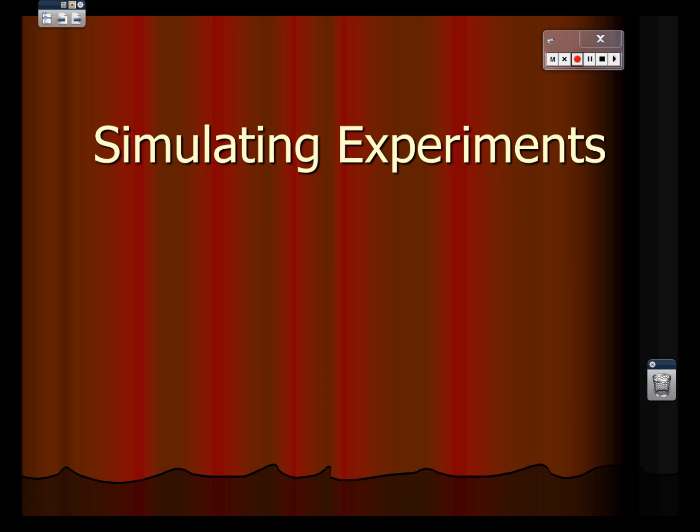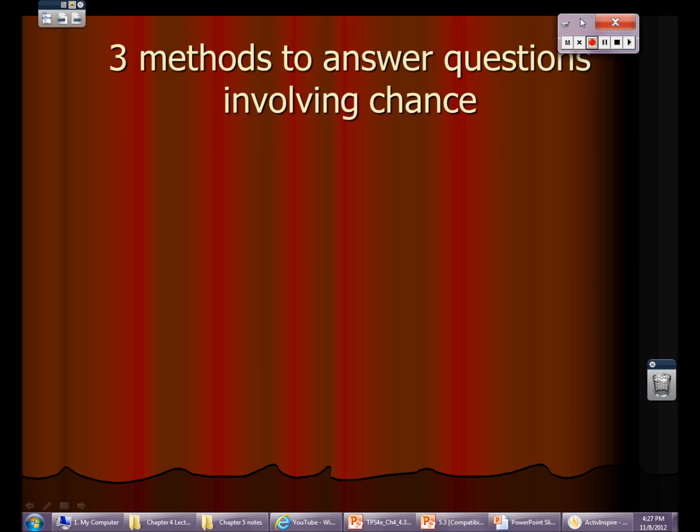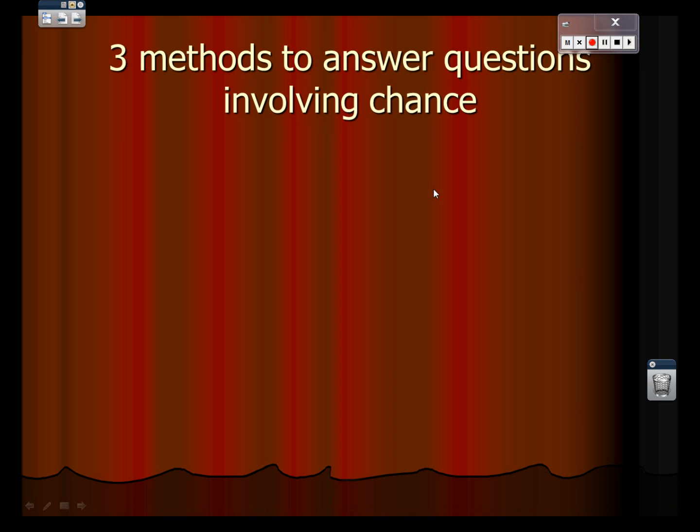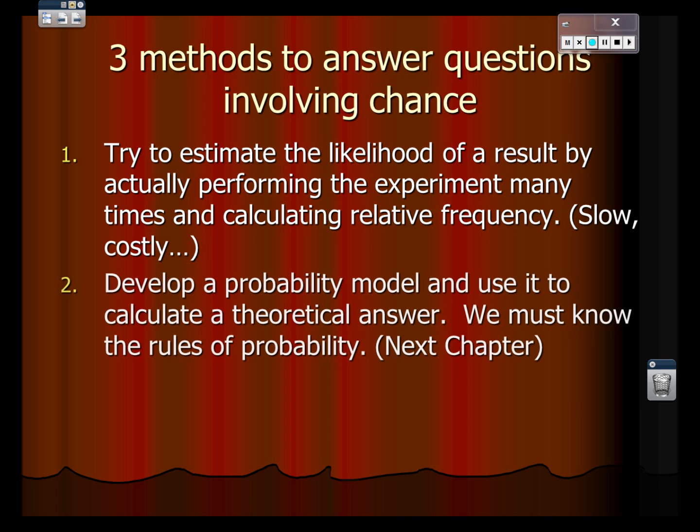Today I'm going to talk about simulating experiments and tie some loose ends up from 4.3. There's three main ways to answer any questions involving chance. Here they are. You can estimate the likelihood of a result by performing the experiment. That might take too long, might cost a lot of money, could be a bad technique. You could use probability. Problem is, you don't know probability all that well. We'll look at that next chapter.